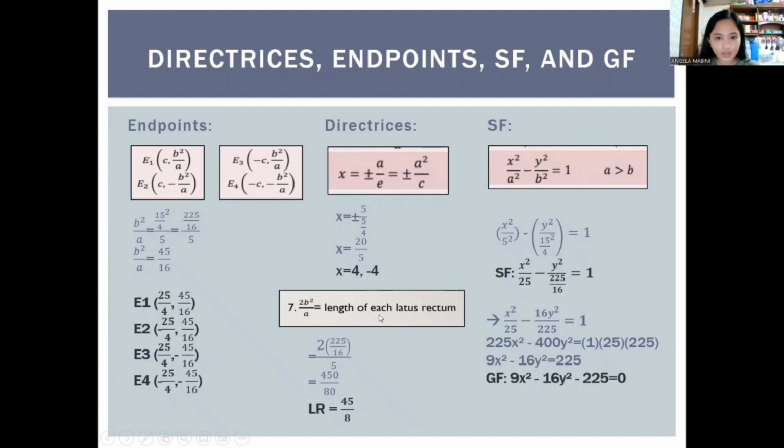And ngayon, na nakuha na natin ang directrices, we will proceed dun sa pagkuha ng latus rectum or yung length ng latus rectum. And para makuha yon, we will use the formula 2b squared over a. Substitute the value of b and a, which will give us the answer LR or yung length ng latus rectum is 45 over 8.